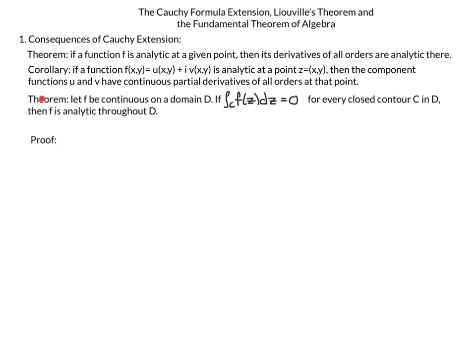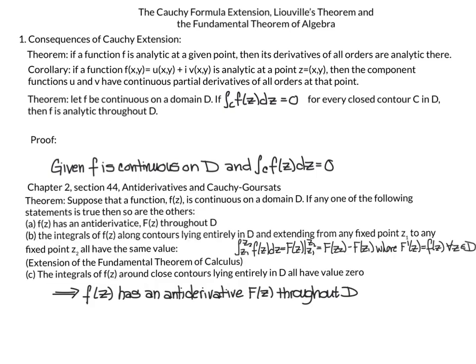Now we're going to do a proof for this theorem. We are going to start with what we are given. f is continuous on a domain D, and we're also given that the closed contour integral over C of f(z) dz is equal to 0 for every closed contour C in D. The next thing I'm going to use in our proof comes from chapter 2, section 44, when we talked about antiderivatives and Cauchy-Goursat, which said that suppose we had a function f(z) that's continuous on a domain D, then if any one of the following statements is true, then so are the others.